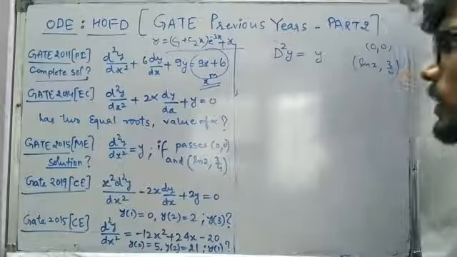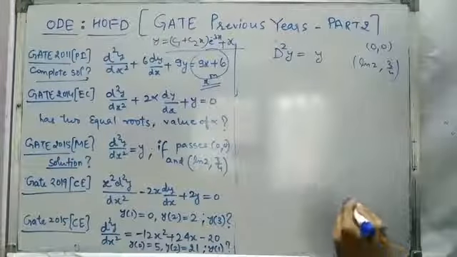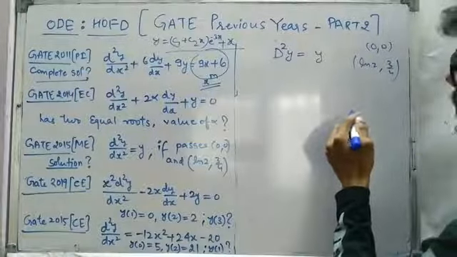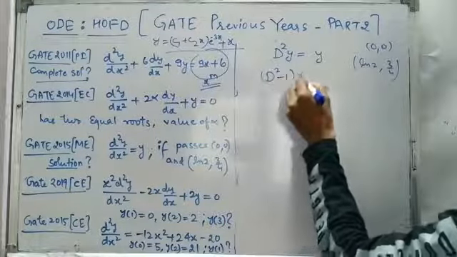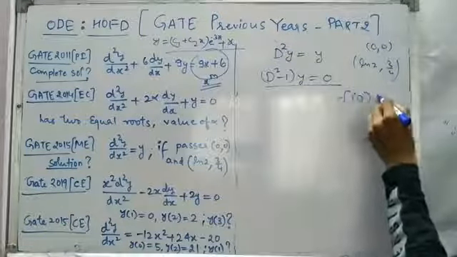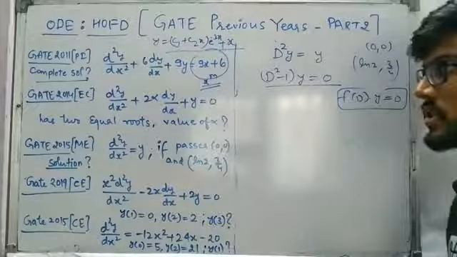So for that purpose only he has given two conditions. So the solution is going to be something like d2y by dx2 is equal to y. So we'll take the y terms together: D square minus 1 into y is equal to 0. So this is nothing but f of D into y is equal to 0. This is as simple as a homogeneous linear differential equation of second order.